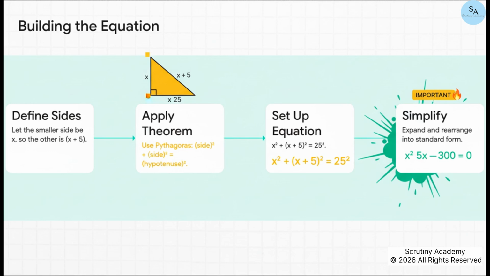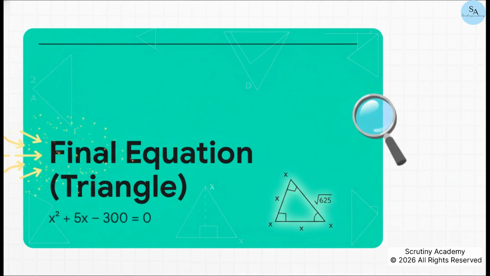Exactly. So, let's call the smaller side x. The other side is 5 centimeters bigger, so that's x plus 5. Now we just plug those into the theorem, expand everything, and simplify it down. After all the simplifying, we land on our final answer. X squared plus 5x minus 300 equals 0. See, once you know the key, which was Pythagoras here, you can solve any problem like this.